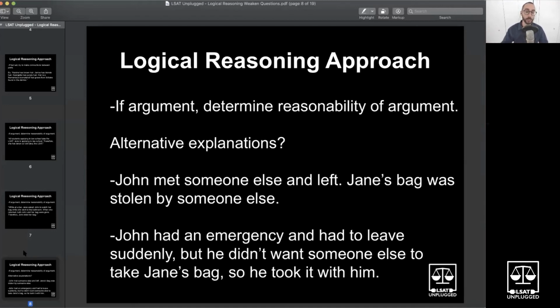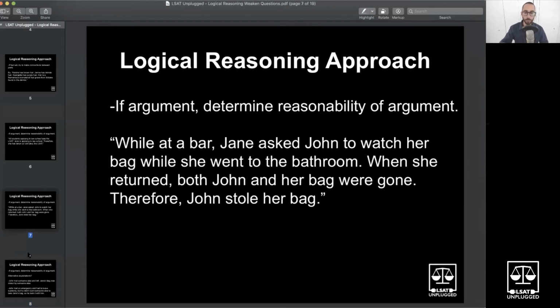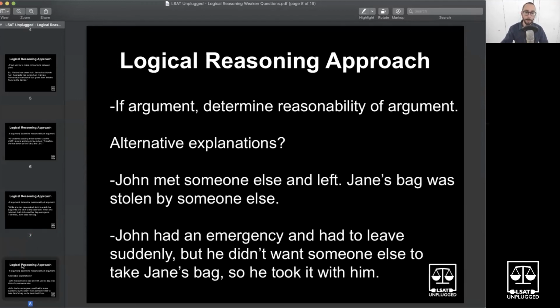And so these alternative explanations are ways we could weaken that argument. So all of those are ways to weaken this argument. If we want to strengthen it, we could say the opposite of all of that. So maybe we could say, John didn't have an emergency, he just ditched her. John met someone else and just left.